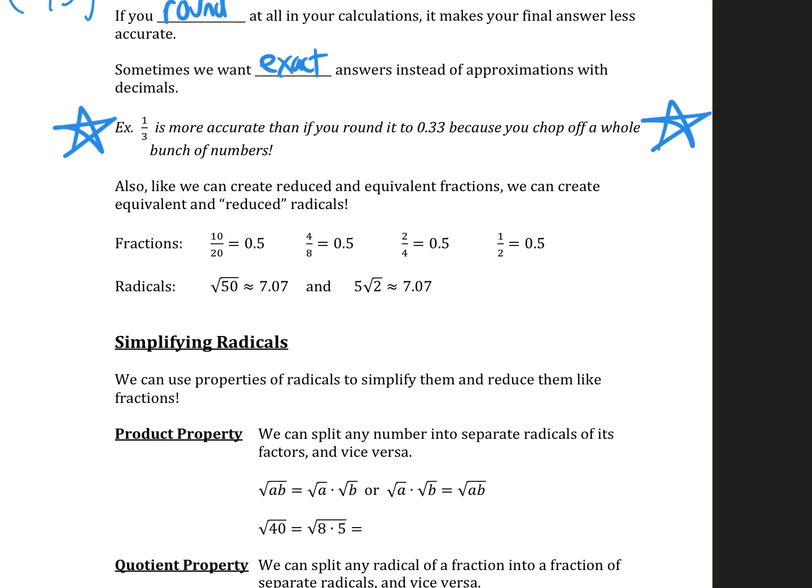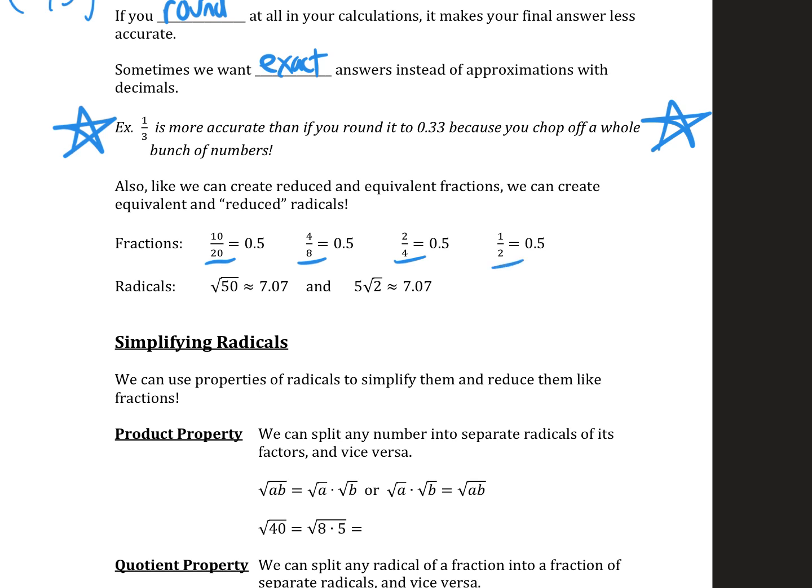We have some examples down here. We have reduced and equivalent fractions. Okay, so we're going to be talking about exact answers when we're reducing radicals and not. So with fractions, you can reduce stuff. You can do 0.5, right? But these are all equivalent fractions, 10/20. These are all basically 1/2, right?